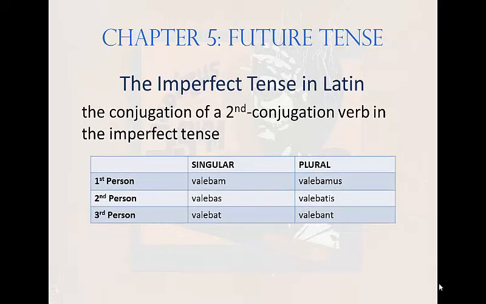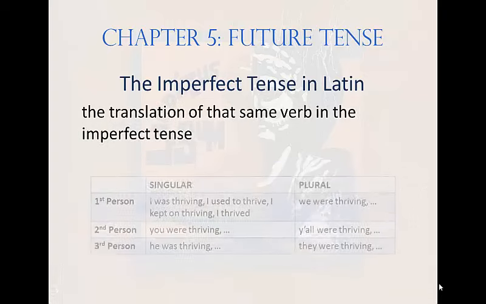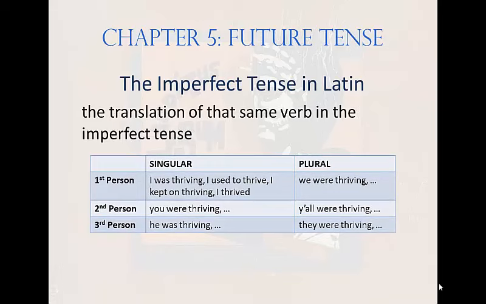Here's an example of a second conjugation verb in the imperfect tense. Valebam, valebas, valebat, valebamus, valebatis, valebant. Note that second conjugation verbs use the thematic vowel E, but again, that's the only major change between first and second conjugation. And here's a translation of that same verb in the imperfect tense. I was thriving, I used to thrive, I kept on thriving, I thrived, but I'm not going to if I have to say all these forms. So I'm going to move on.